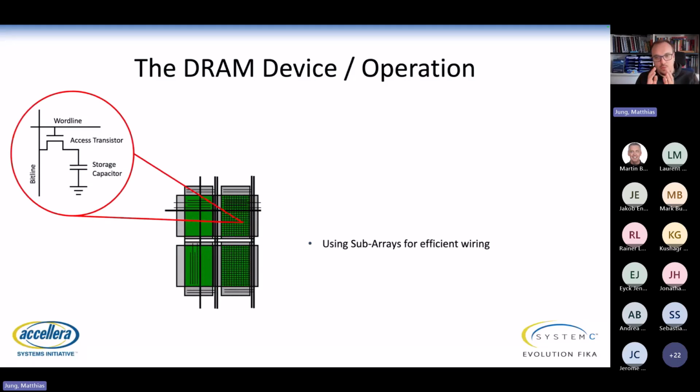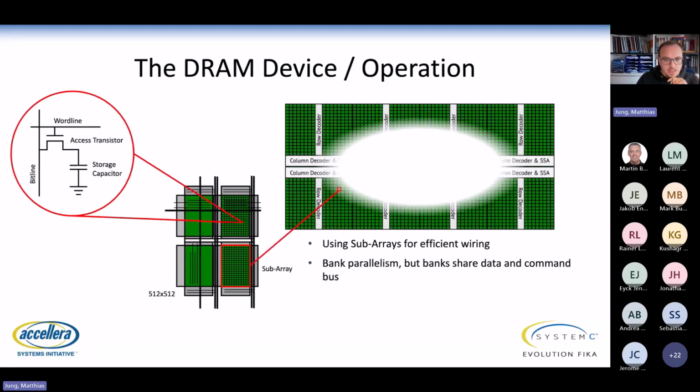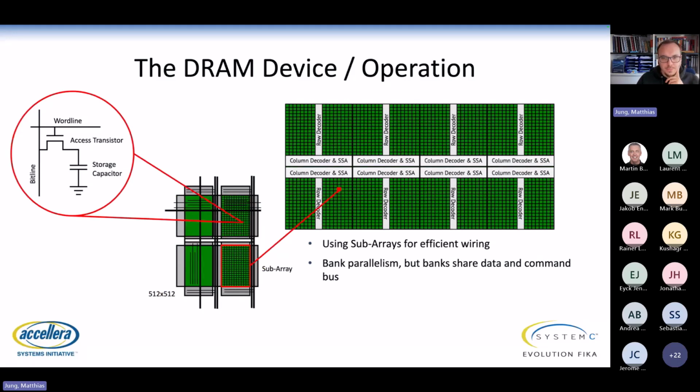These DRAM cells we group in so-called subarrays, and we do that especially for having an efficient wiring. These subarrays usually have a size of 512 times 512 or 1024 times 1024. And these subarrays we then put in banks. A DRAM usually has 8 up to 16 banks, and these banks can be used in parallel. But they share the same data and command bus. So it's not 100% parallel, but we have basically this bus bottleneck there.